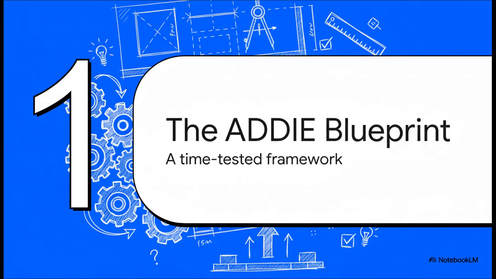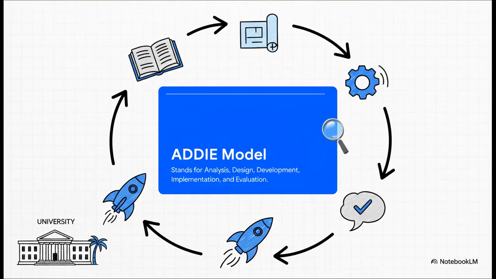All right, first things first. Let's get acquainted with this blueprint. The ADDIE model isn't some new fad. It's a foundational framework that's been the secret weapon for instructional designers for decades. So what in the world is ADDIE? Well, it's actually an acronym. It stands for the 5 crucial phases for building any learning program: analysis, design, development, implementation, and evaluation. It actually came out of Florida State University way back in the 70s, and it's not just some old idea, it's the bedrock that so much of modern instructional design is built on.